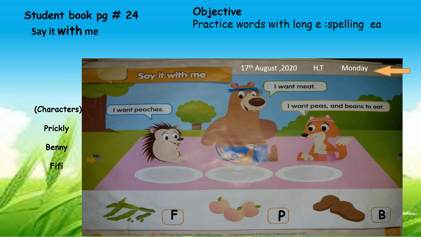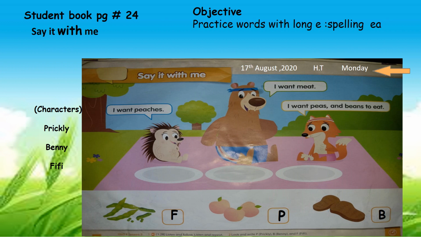Okay, now what do you see in this picture? How many characters are there? Yes, you all are saying right. There are just 3 characters. Prickly, Benny, and Fifi.